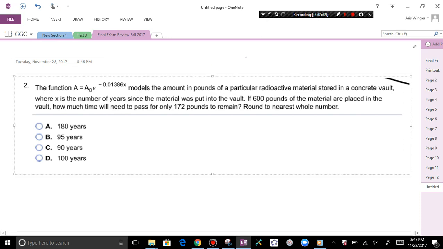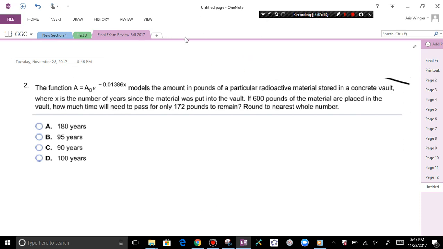Okay. Here's a function, A equals, so this is stuff on the most recent material for us in my class. This models the amount in pounds of a particular radioactive material stored in a concrete vault, where x is the number of years since the material was put into the vault. If 600 pounds of the material are placed in the vault, how much time will need to pass for only 172 pounds to remain? Round to the nearest whole number.